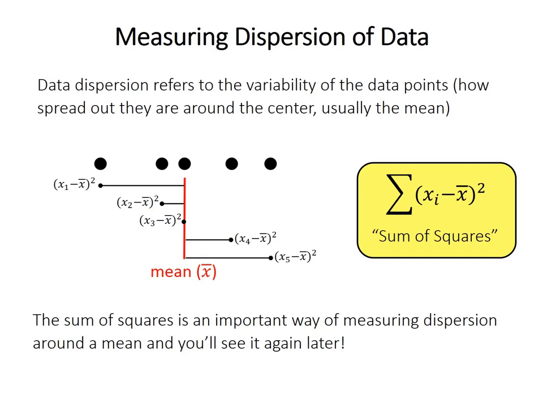But the sum of squares on its own isn't used to quantify dispersion that often because its magnitude varies with sample size. You might imagine the sum of squares for 1,000 data points, you're adding up 1,000 numbers, is almost certainly going to be larger than the sum of squares for just 10 data points, you're adding together 10 distances.